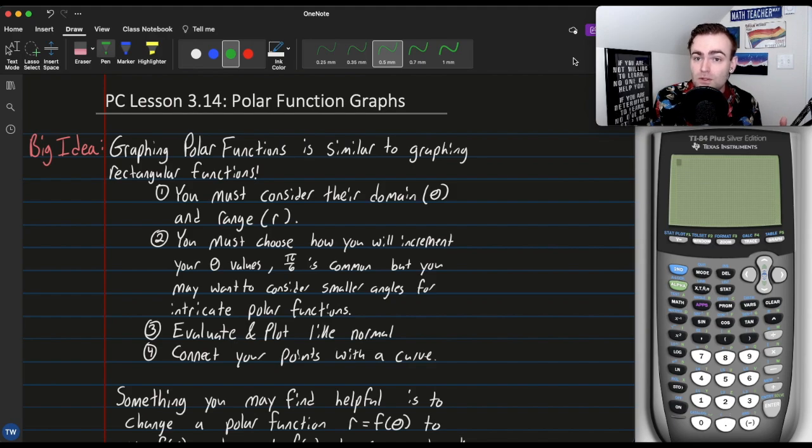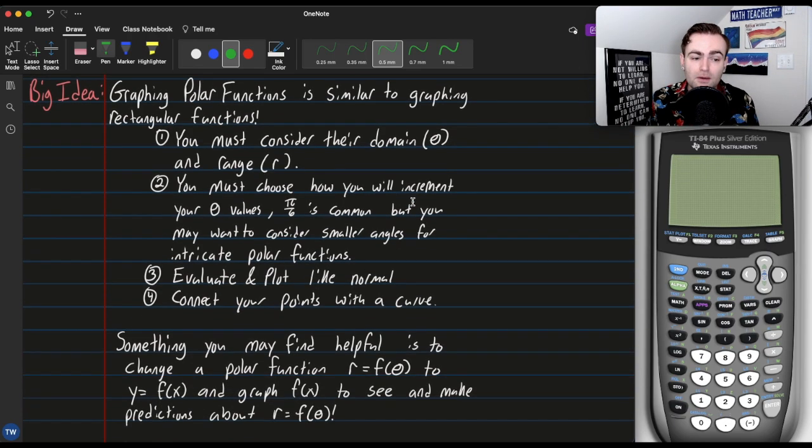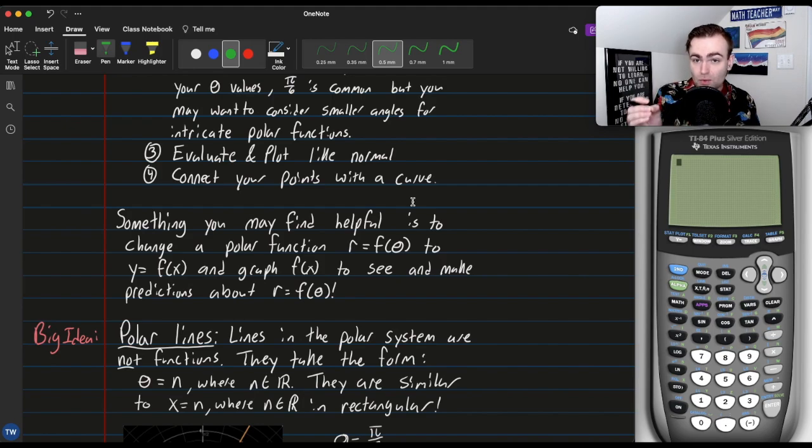Smaller angles make smoother curves, but they're also harder to calculate by hand. Just keep that in mind. Then you're evaluating and plotting points like you do normally. So don't freak out if you're asked to graph a polar function. You literally do it the exact same way you would with a normal function. Something that may be helpful is to relate the graph to a rectangular version of the graph. Change the r to a y, change the theta to an x, and see what's going on. Sometimes that's helpful to see the relationships, but that's really all we got for that.